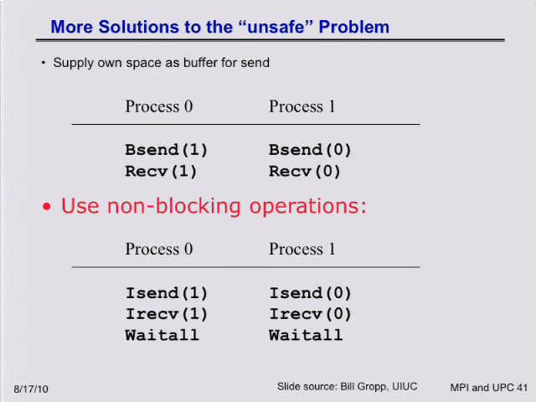Another thing that you can do is to supply your own buffer space for the send so that you're not relying on buffer space that's inside the MPI implementation. This is called a bsend. So you can say, here's a buffered send, and now I'm going to have an extra argument which tells the implementation what buffer space to use for it.